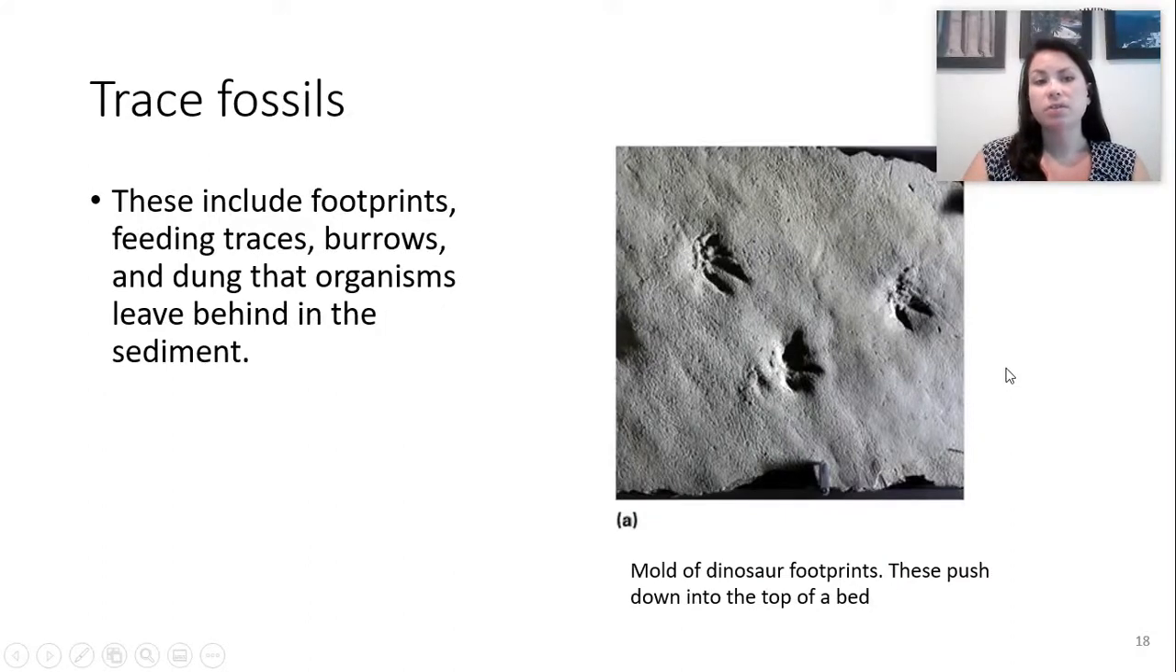Okay, next are trace fossils, and these include footprints or burrows, or even dung that has been left behind from organisms. So here's an example of some footprints in the sediment.